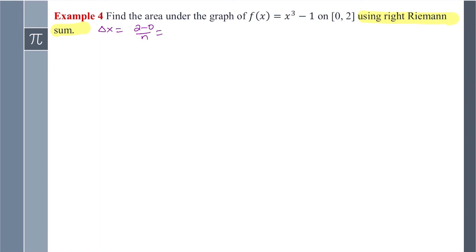And again, we don't know n, so we are going to take n to infinity, but we cannot put infinity in now. We'll just take the limit later, so we'll just leave this as 2 over n. Now we're going to use the right Riemann sum, so x sub k star equals a plus k times delta x, which is just 2k over n.